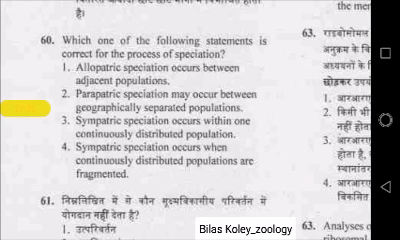Now we will discuss question number 60. Which one of the following statements is correct for the process of speciation? And the options are: allopatric speciation occurs between adjacent populations; parapatric speciation may occur between geographically separated populations; sympatric speciation occurs within one continuously distributed population; and option number 4, sympatric speciation occurs when continuously distributed populations are fragmented. In these questions, the right option is option number 3.